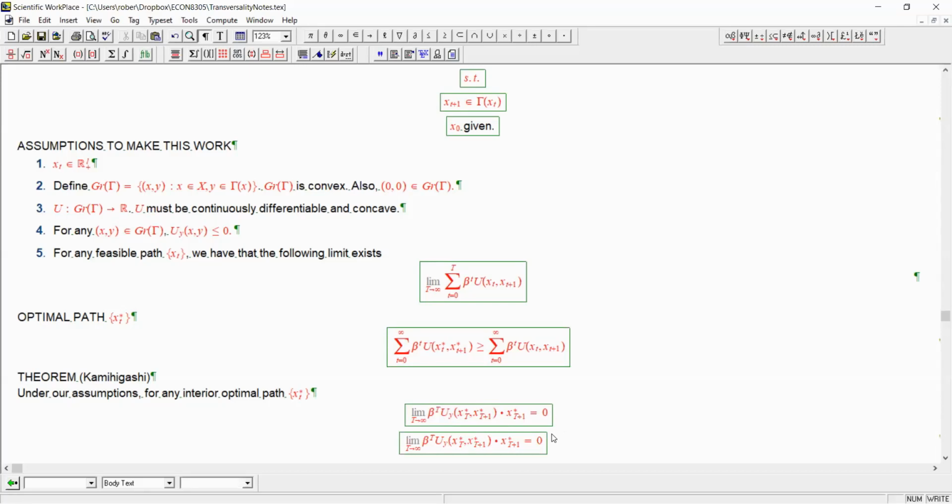Now, some authors have an alternative formulation of this condition, which is that the first derivative times xt equals 0. And you can readily demonstrate that these two are the same because this one is the same as this one combined with the Euler equation. So we are just going to state the result here. And in the next video, we will prove this result.